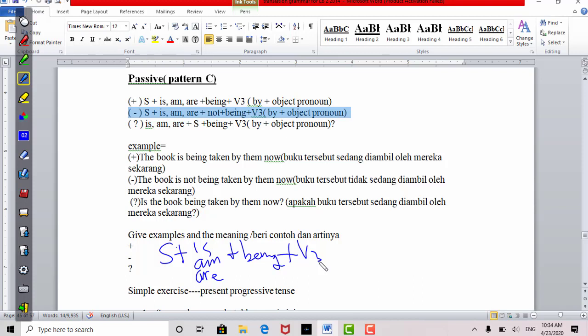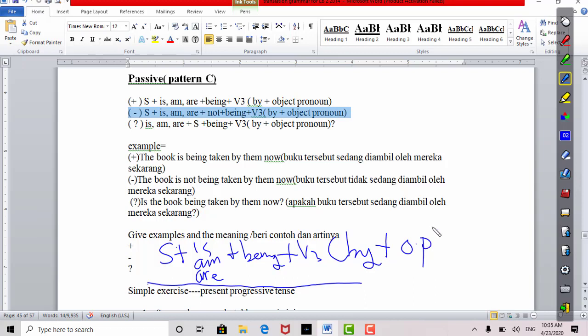If you don't know, you can open your Google or open your dictionary, or you can ask your teacher. For example, you can ask Mr. Shafi'i over here. Okay, so it will be subject plus is plus being plus verb 3. Alright, and then you will use by plus object pronoun, like by me, by you, by him, or it can be possessive, by Anita, by Donnie, by my father. Okay, so this is what we talk about passive voice or pattern C.